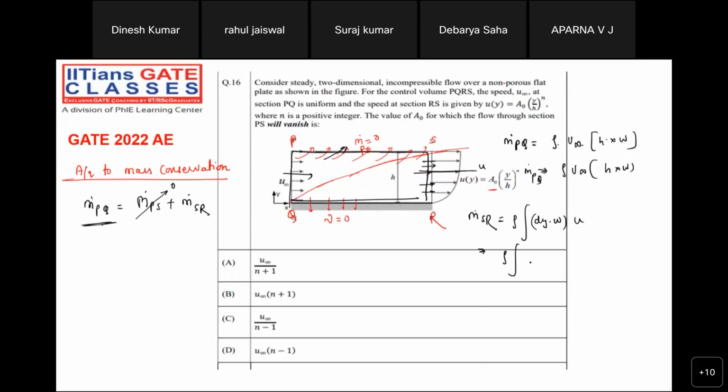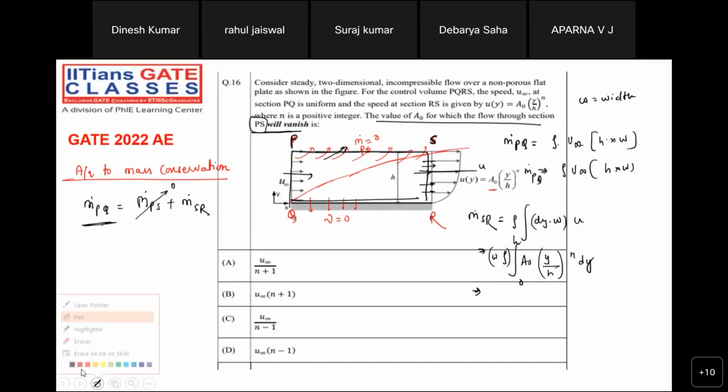So rho into width I can take outside. W is nothing but width. What is the u? A naught into (y by h) to the power n into dy, from 0 to h. Now do the integration. After integrating, what will you get? Why is m_PS 0? Because they mentioned in the problem that the flow through section PS will vanish. There is no flow happening across section PS. So rho into W into A naught I take outside, h to the power n, y to the power n plus 1 divided by n plus 1, from 0 to h.